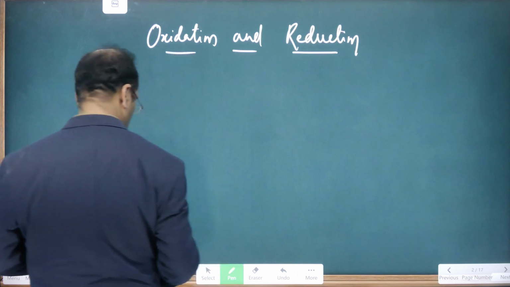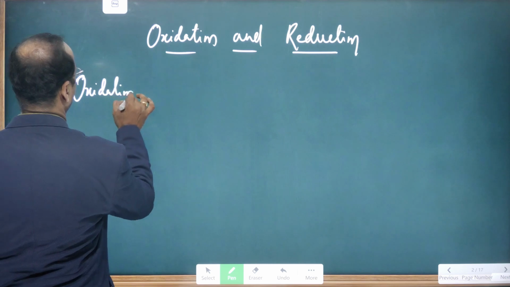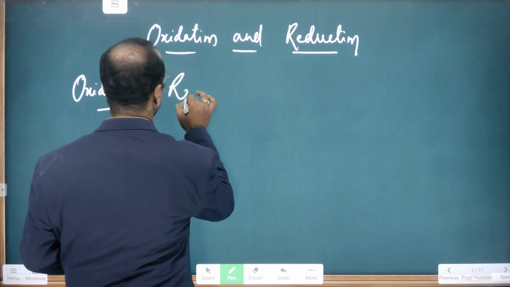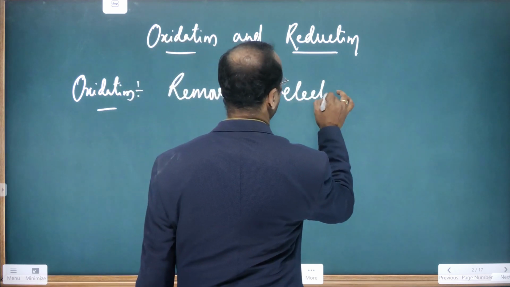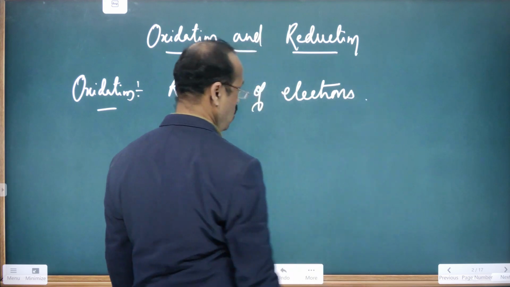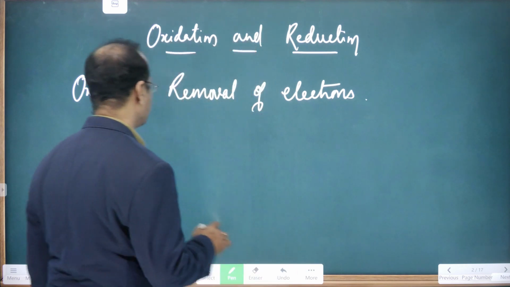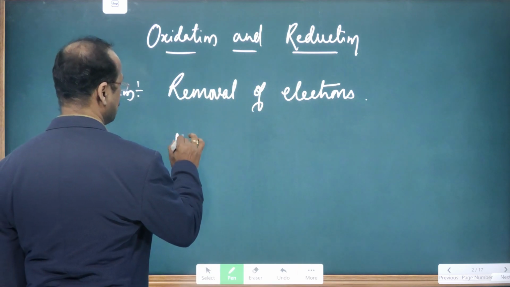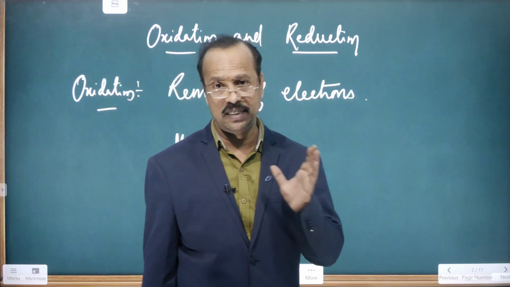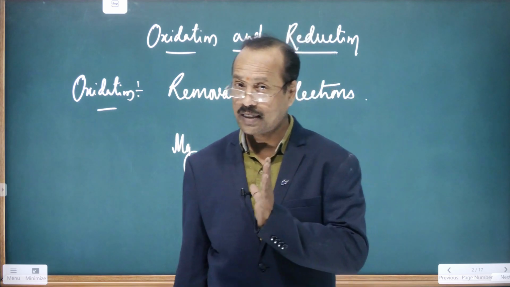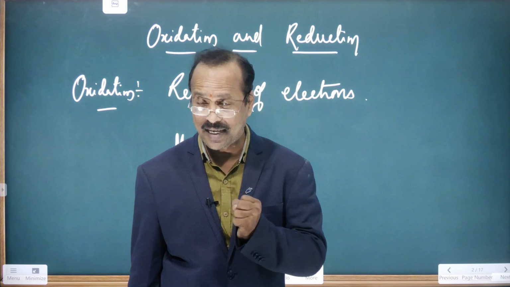So oxidation is removal of electrons. Removal of electrons is called oxidation. Now for example, you know students, let us take magnesium. The magnesium atomic number is 12, and the electronic configuration is 2, 8, 2. So here it is not stable because the outermost shell has only 2 electrons. Now to attain stability, what is the nearest inert gas?